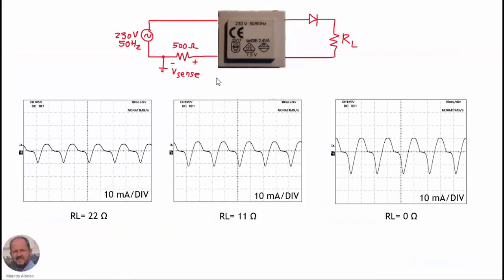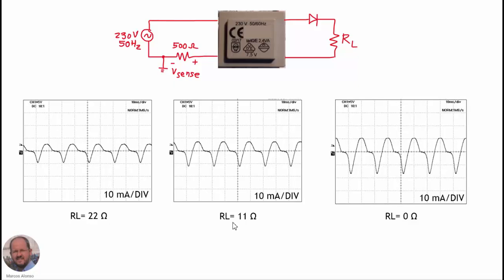Finally, we can see here real-life measurements. We have used a small transformer here with an input voltage of 230 volts, an output voltage of 7.5 volts, 2.4 volt-amperes. We have used a series resistance of 500 ohms to measure the current through the input, and then we have placed a rectifier and a load, and these are the waveforms that we have measured for different values of the load. For 22 ohms, here the scale of the current is 10 milliamperes per division.